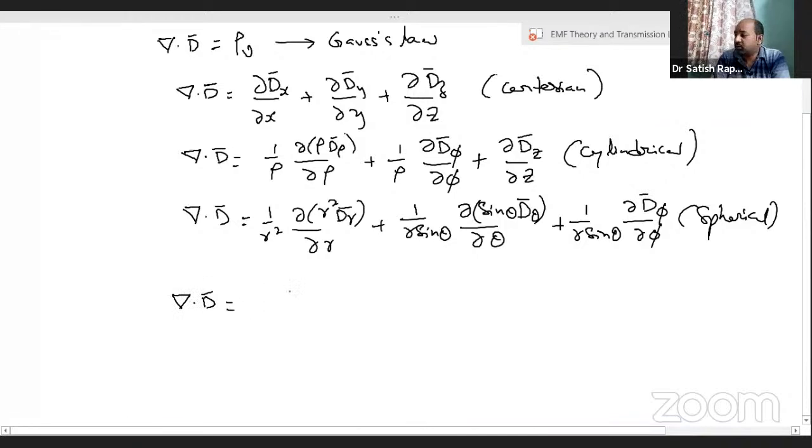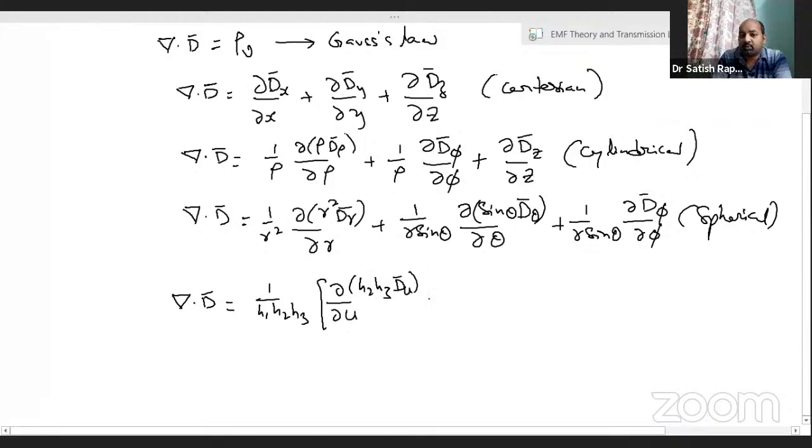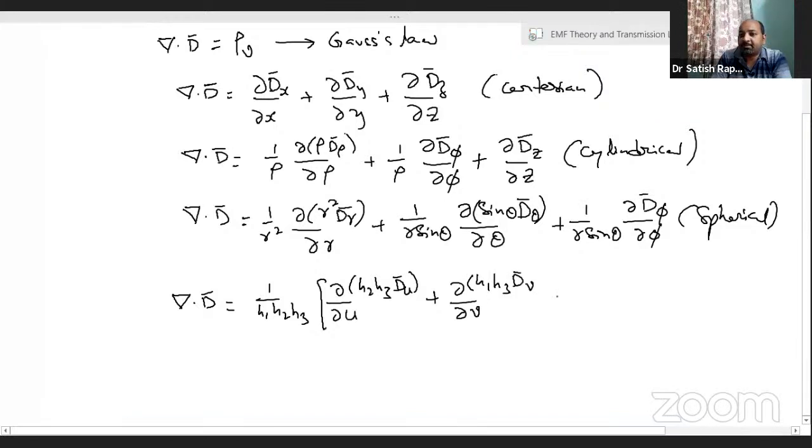Del dot D bar is equal to 1 by h1 h2 h3 into [dou by dou u of h2 h3 D_u] plus dou by dou v of h1 h3 D_v plus dou by dou w of h1 h2 D_w.